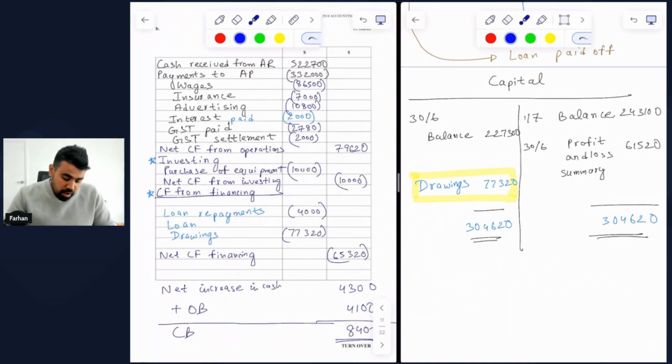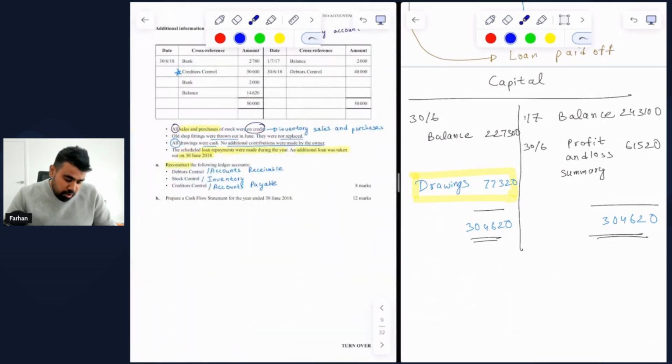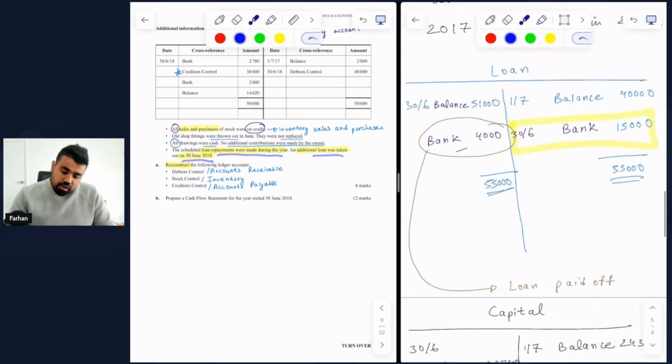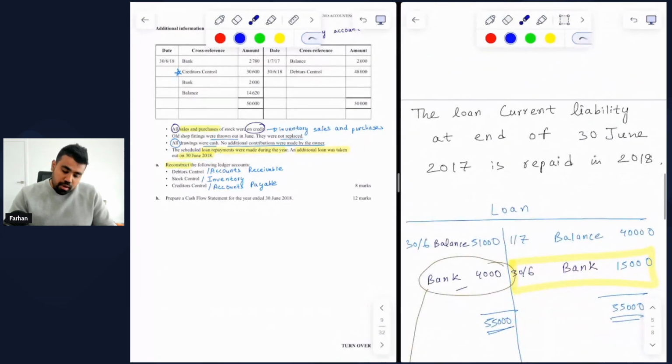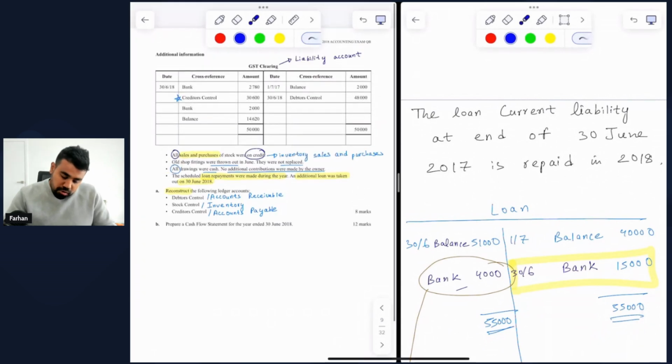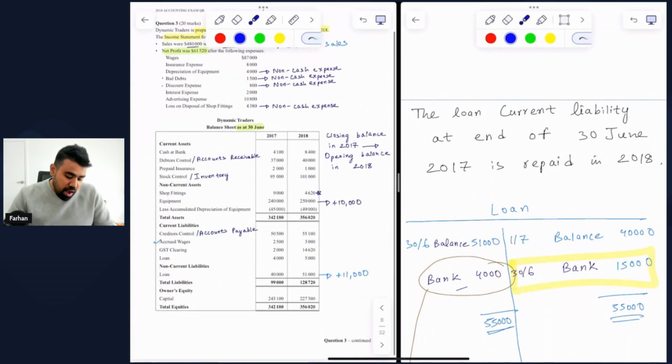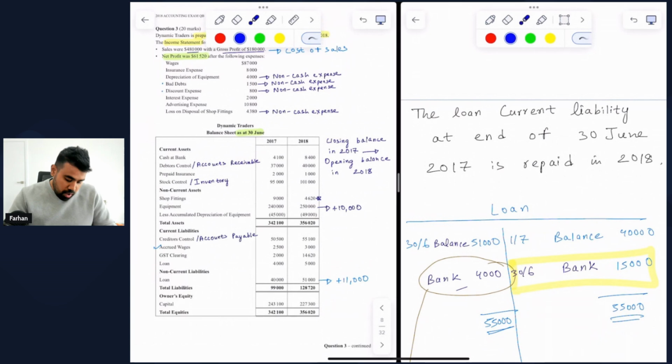All right. Now, let's look into the last line of the additional information, which says the scheduled loan repayments were made during the year. An additional loan was also taken out on 30 June 2018. So this could be a bit complicated for some students, but I'll break it down as simply as possible. Now, I need you to understand some things first.